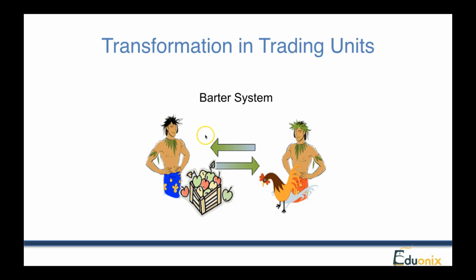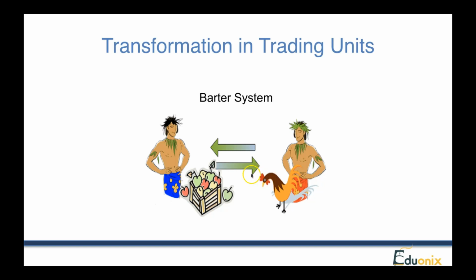The second problem is ownership. We don't know where this guy got the apples, and we don't know where this guy got the chicken. It might be stolen or whatever. We don't have any track of it. We don't have any trace of it.